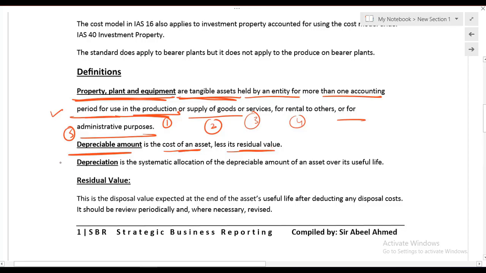Now look at this depreciation. Depreciation is the systematic allocation of the depreciable amount of an asset over its useful life. A very, very important point. IAS 16 says depreciation is a systematic allocation. IAS 16 is not saying any allocation. What it says? Systematic. Let me explain what you mean by systematic.